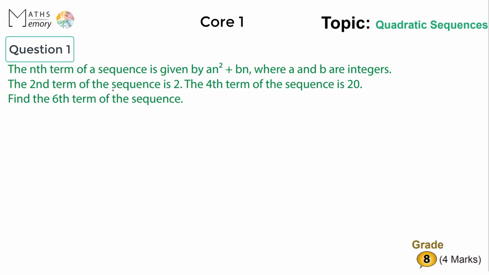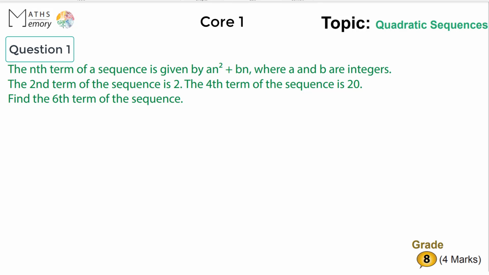The second term of the sequence is 2, and the fourth term is 20 respectively. Find the sixth term of the sequence. Now this is very similar to something called a simultaneous equation, okay? It's giving scope to that because we have two sentences over here.